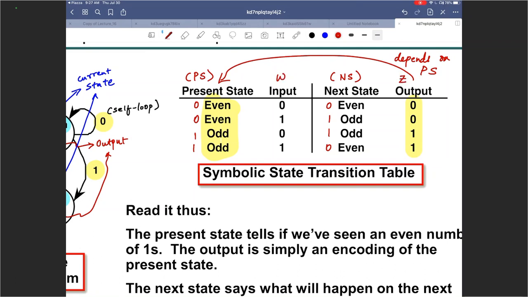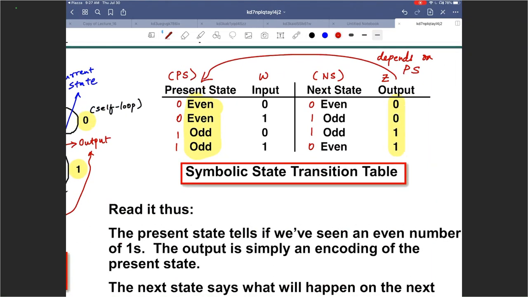Some variables. So with this, can you guys help me write an expression for output Z? What is the logic expression for output Z, depending on this state transition table? You of course have to write Z in terms of PS and W. So what would be the expression here? Z equals what? It's not that hard. PS, yes.